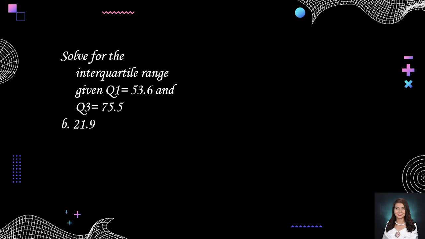The answer here is 21.9. In computing the interquartile range, we're going to subtract quartile 3 minus quartile 1. We have here quartile 3 is equal to 75.5 minus the quartile 1 is equal to 53.6. And if we subtract it, the answer here is 21.9.